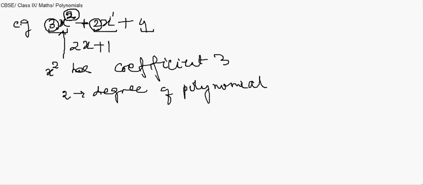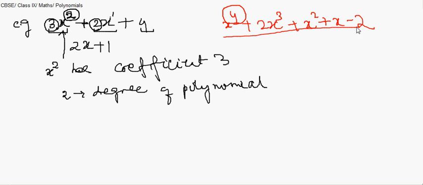Suppose I am writing x to the power 4 plus 2x to the power 3 plus x to the power 2 plus x minus 2. Now this whole polynomial has the maximum power 4, so the degree of this polynomial is said to be 4. This is one of the most important terms we might come across. The exponent of the highest degree is termed as the degree of the polynomial.